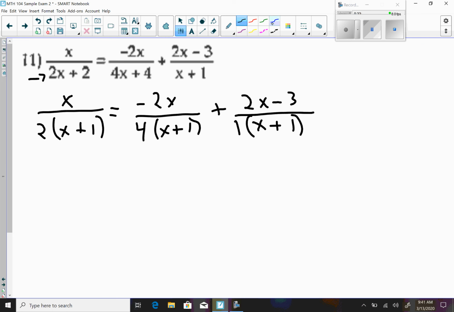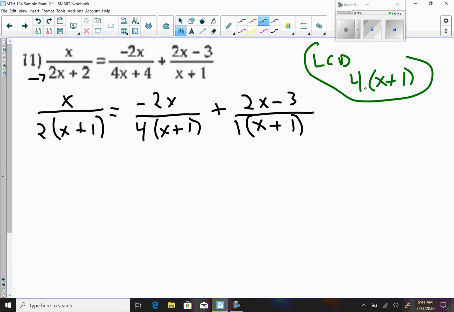The least common denominator has to have a 4 because 2 goes into 4 and 4 goes into 4. And 1 goes into 4. But of course, x plus 1 has to be part of the common denominator also. So let's write 4 times x plus 1 times every term here.